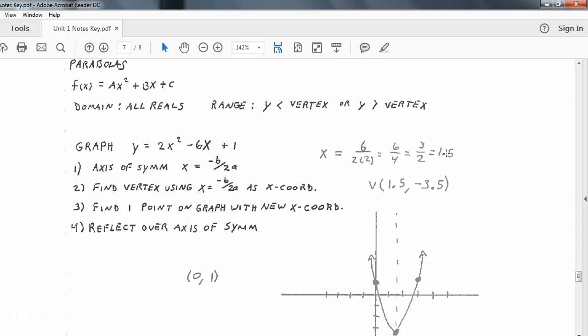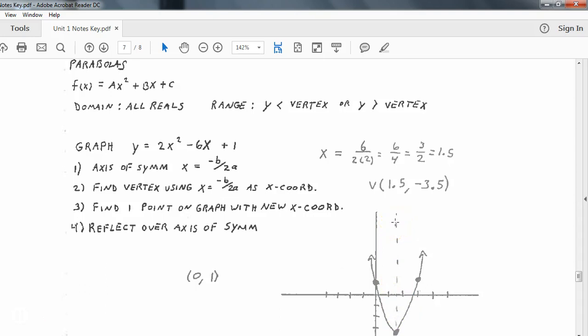Take note that if you're ever asked to write down the axis of symmetry, the axis of symmetry is a line. It's a vertical line, and so you have to write it as an equation. You have to say x equals 1.5 and write it as the equation of a vertical line. If you just put 1.5, you'd be marked off for that. So that's the first step on this. We've got the center line of our graph right there, that imaginary vertical line.